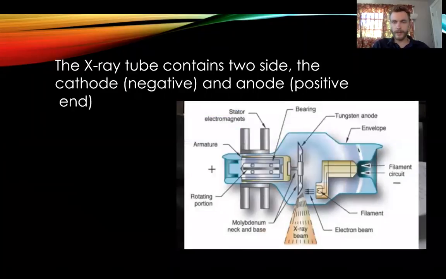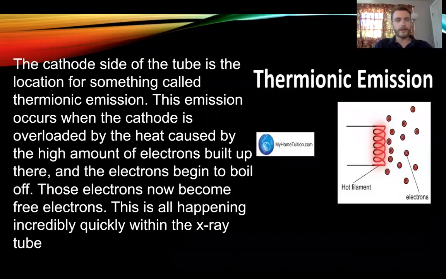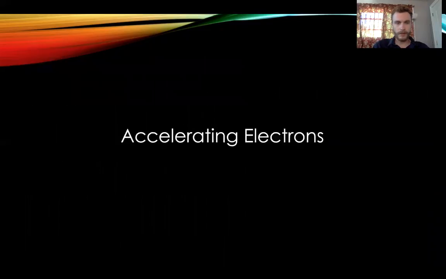You have two sides. The cathode side, or the negative side, is on the right side there. And on the left side of the image there, we have the anode, or the positive end. Now, the cathode side of the tube is a location for something called thermionic emission. This emission occurs when the cathode is overloaded by the heat caused by the high amount of electrons that build up there. The electrons begin to boil off because of that heat. So those electrons now become free electrons, which is all happening very quickly inside of the X-ray tube.